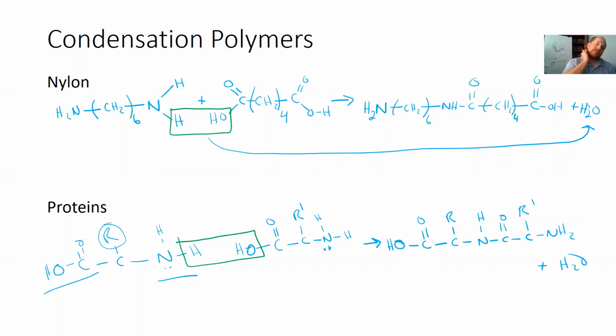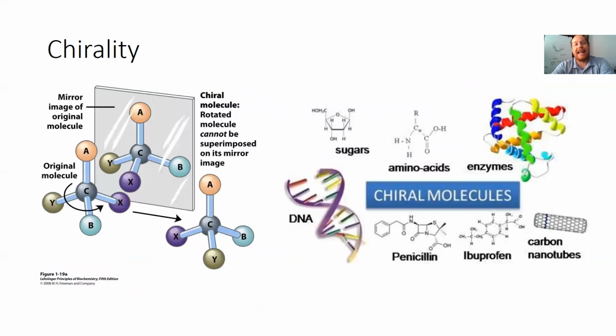Okay, now something I didn't write in here, I probably should have, so I'll do it right now. The amino acids all fall into a category of what are called chiral molecules, and chiral molecules have a handedness to them. Essentially, the idea of chirality is basically the property of handedness.